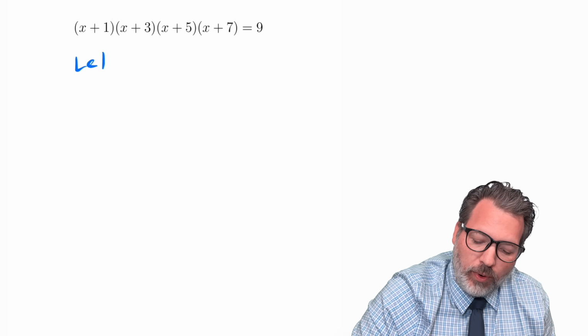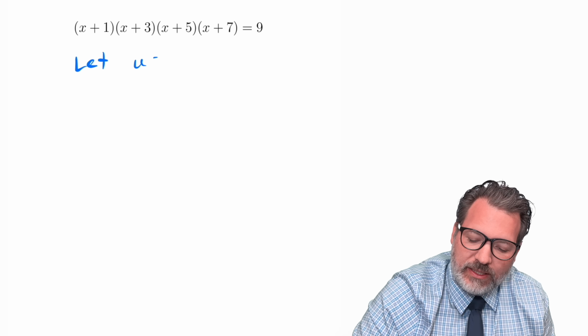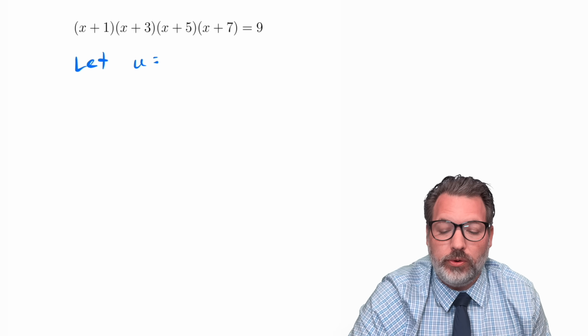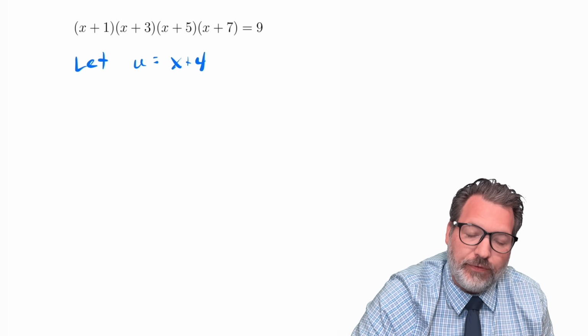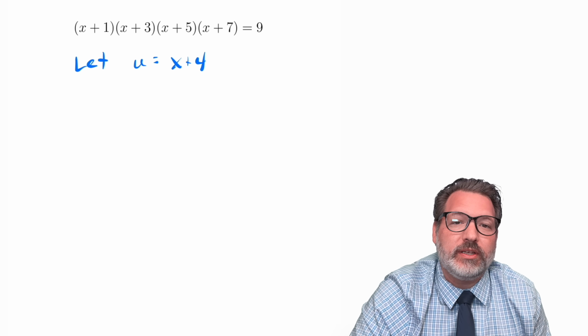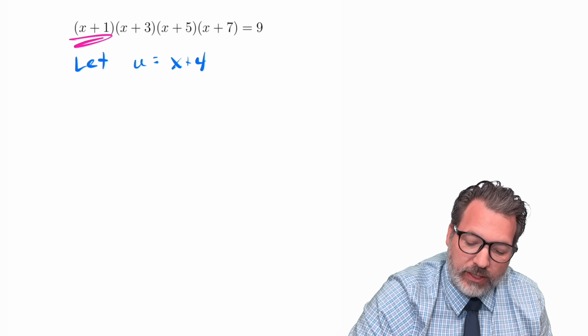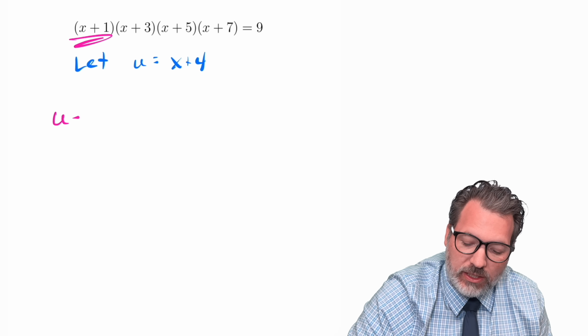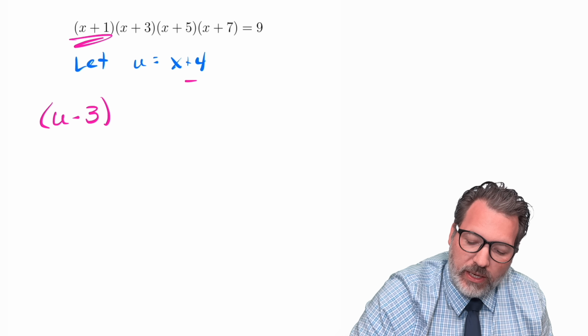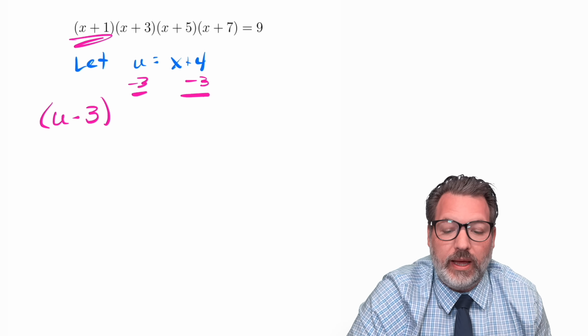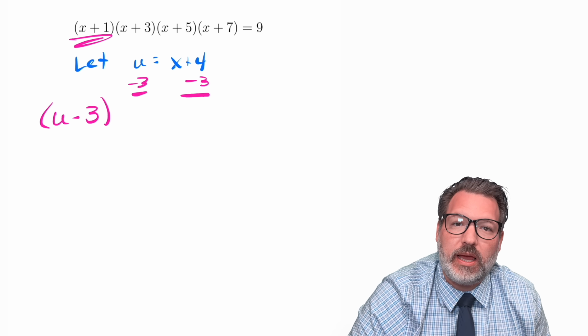I'm going to pick a number right in the middle, and I'm going to say, let's have a different variable, u, stand for x + 4. And we're going to rewrite all these expressions now in terms of u. Something like x + 1, for example, would now be the same thing as u - 3, because of course if we subtracted 3 from 4, we would get 1, and so u - 3 is the same as x + 1.